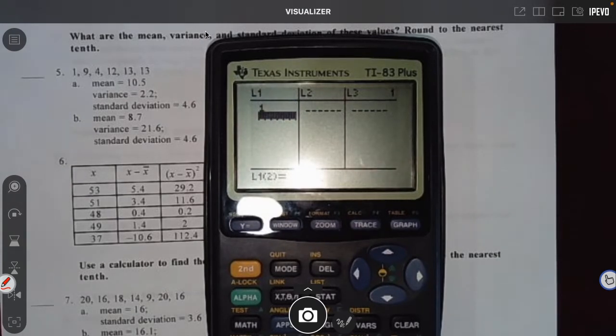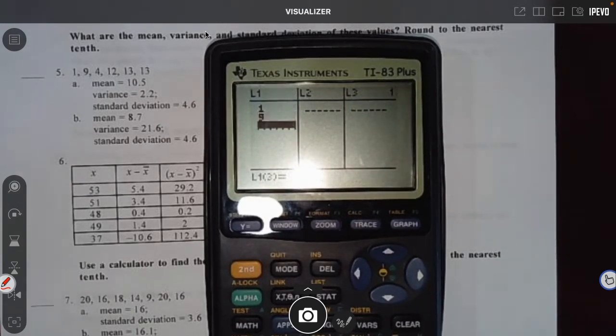1, 9, 4, 12, and then 13. Oh, wait, hang on. No, we're not going to plot this. We don't need to plot anything. We need some calculations, right? So I'll tell you in a second.